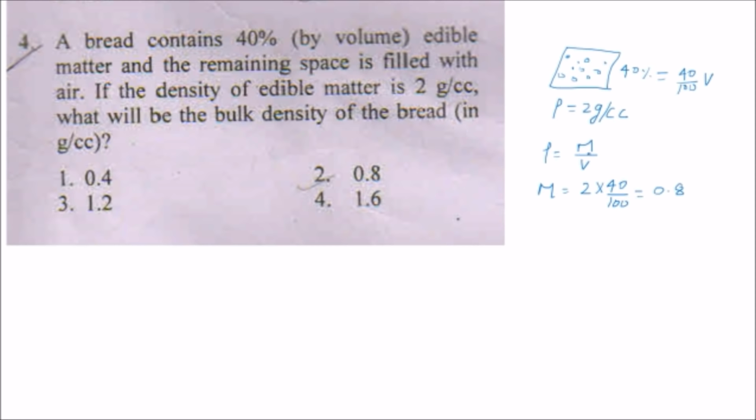And what will be the density of the whole bread? To calculate it, we again use the formula: density equals mass by volume. Mass is given here as 0.8 gram. What was the total volume? The volume was V. So it is 0.8 V by V, the V cancels out, and the density of the whole bread will be 0.8 gram per cc. So the answer will be number 2.